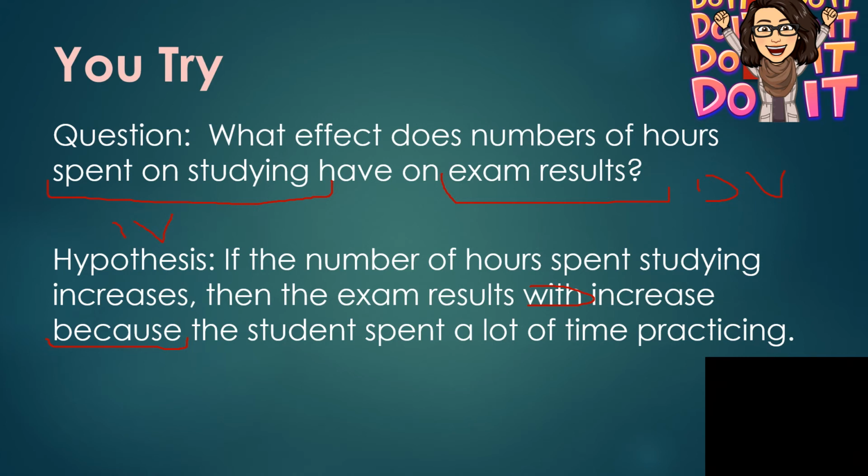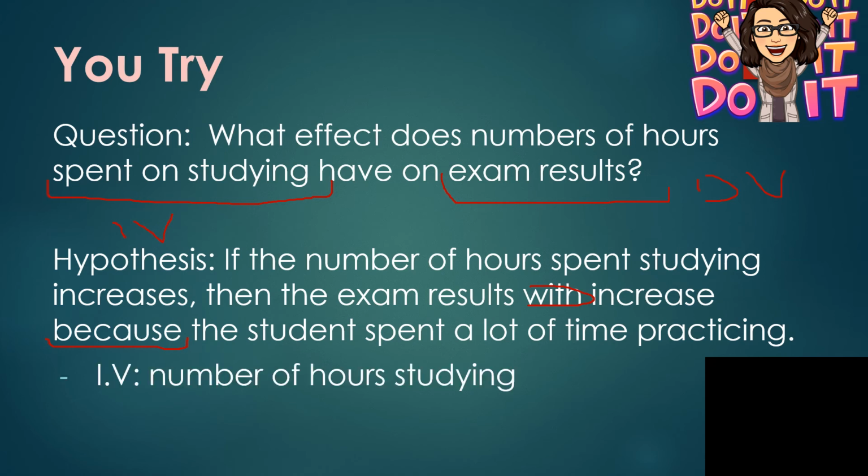Again, this is a part that you actually will spend a lot of time researching, because a hypothesis needs to be backed up with some of the answers as well, and that should be well researched. Now again, the independent variable is the number of hours studying, and your dependent variable is the exam results.